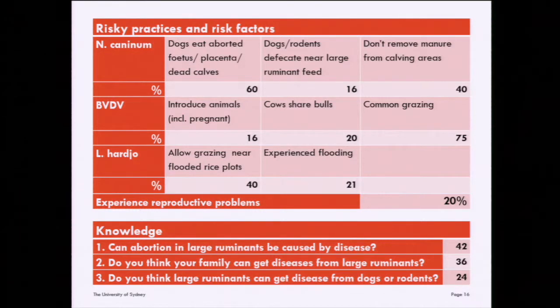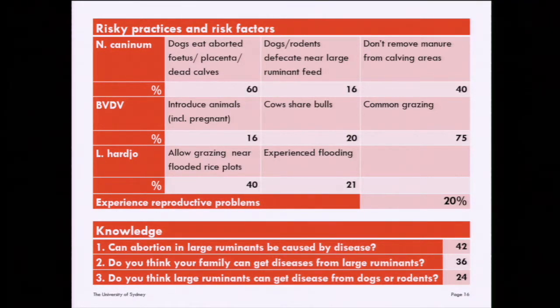So the survey confirmed that we have farmers participating in the known risk factors. For neospora, 60% of farmers reported that their dogs were regularly consuming aborted fetuses, placentas and dead calves. 16% of farmers reported that dogs and rodents were defecating near cattle feed or water. 40% of farmers reported that they didn't remove any feces from calving areas. And for BVDV, 16% of farmers had introduced animals, including pregnant animals, within the last 2 years. 20% reported that their cows shared bulls. 75% were engaging in common grazing.